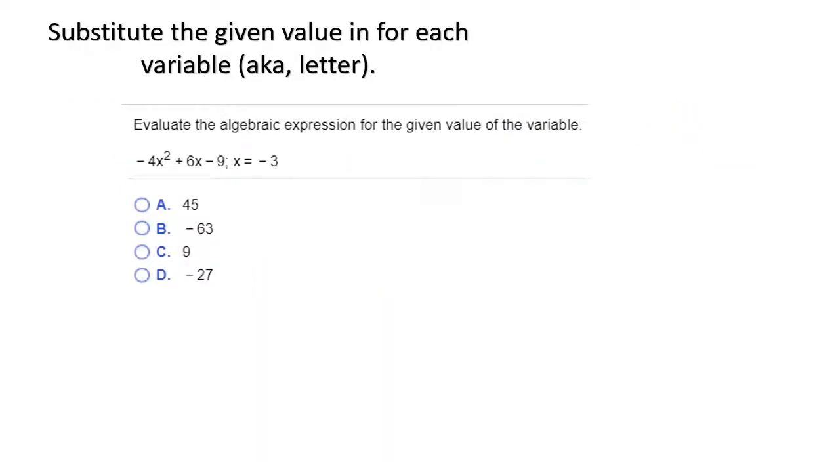Now, in this first expression, you're asked to substitute a given value in for each variable, that is the letter. So in this example, you have a -3 that you need to substitute into the problem everywhere there's an x. Now, when I substitute a value in, I normally use parentheses because I have found that that helps me keep the sign, the positive, negative, correct in the final answer. So as you see here, I have gone ahead and plugged in, substituted in -3 in place of x, and I put it in parentheses. This is especially helpful, the parentheses are, when you're using a calculator as well.